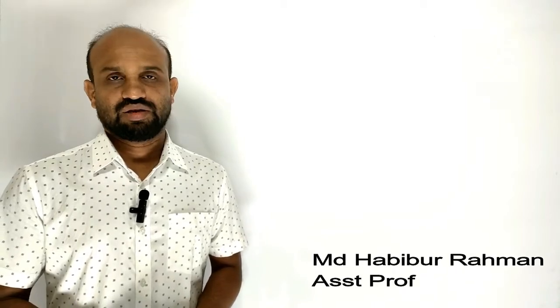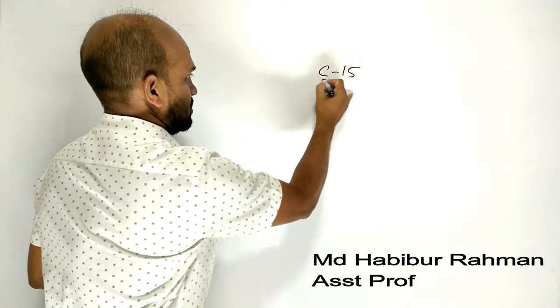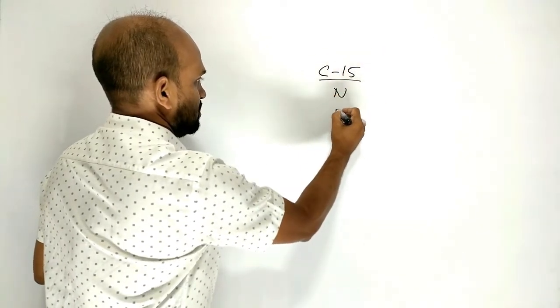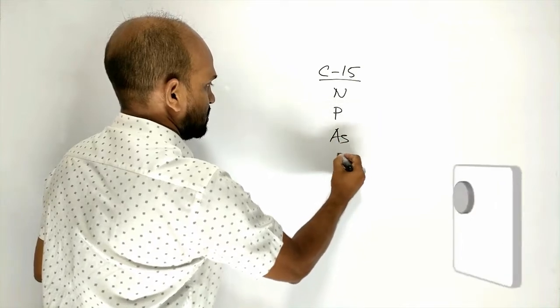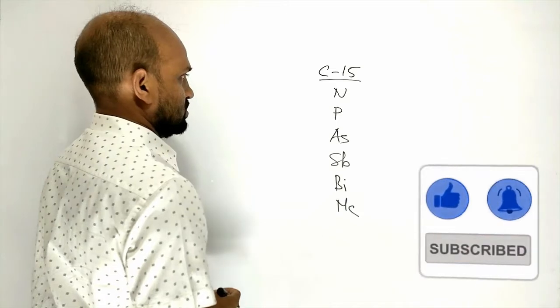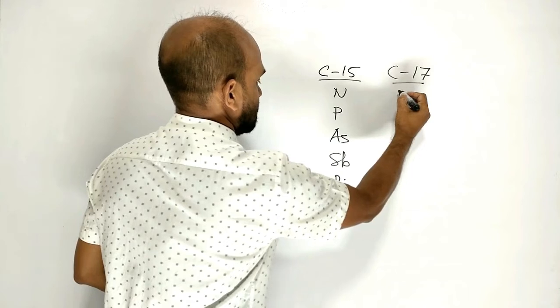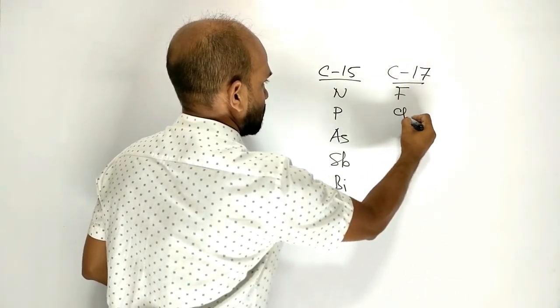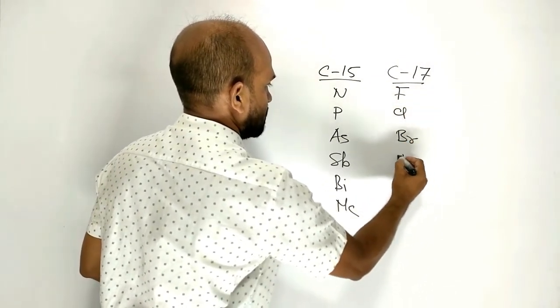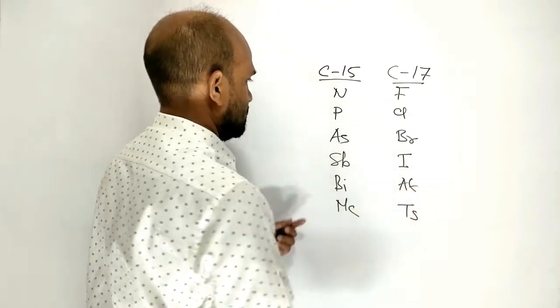What is today's lesson? Let's see elements in column 15 and column 17 in the periodic table. Column 15: nitrogen, phosphorus, arsenic, antimony, bismuth, moscovium. And elements that belong to column 17 are fluorine, chlorine, bromine, iodine, astatine, and tennessine.